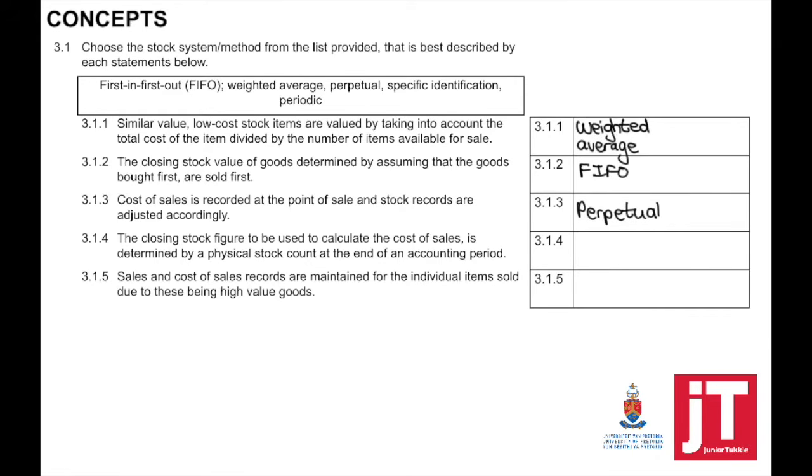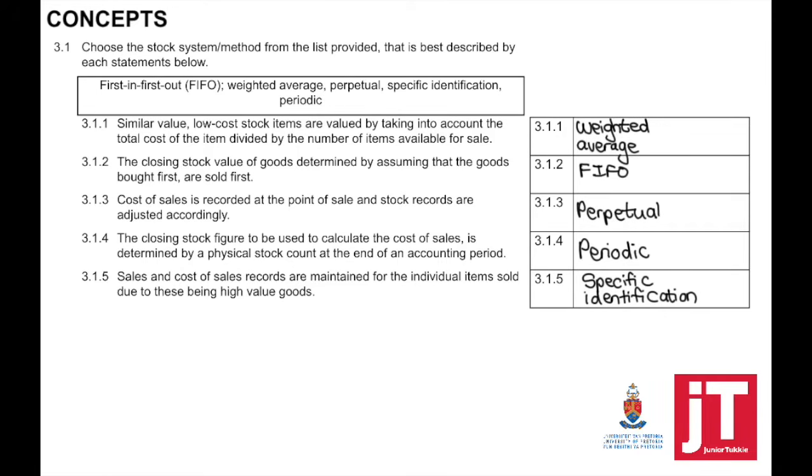Question 4. The closing stock figure to be used to calculate the cost of sales is determined by a physical stock count at the end of the accounting period. This is the periodic inventory system. And question number 5, sales and cost of sales records are maintained for the individual items sold due to these being high value goods. This is using specific identification.